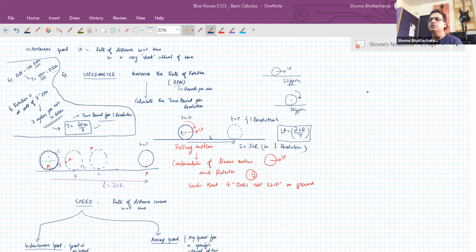But right now, I'm just talking about a practical sort of measurement of instantaneous speed. So practically, how does the speedometer measure the instantaneous speed? It measures the distance covered in one revolution, which technically is a very small amount of time. It may not be tending to zero, but it's still a very small interval of time compared to the total time of the journey.